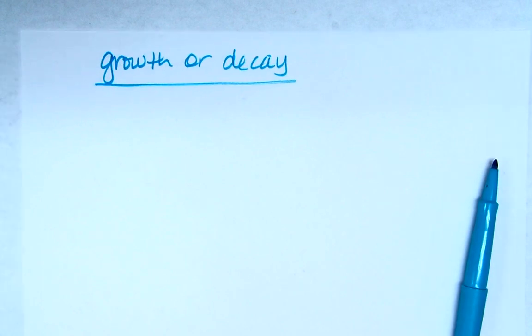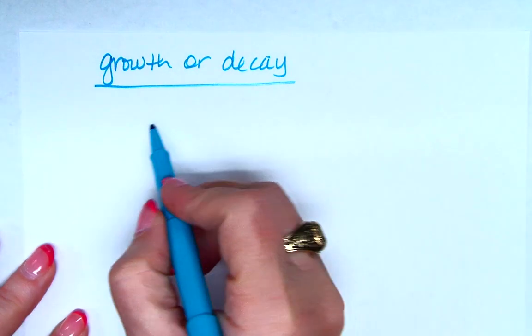How confident are you in your skills that you can tell whether something is growth or decay? Pretty confident? So I got 3 parts of the lesson today. You ready for the first part? Okay. Here's the first part.